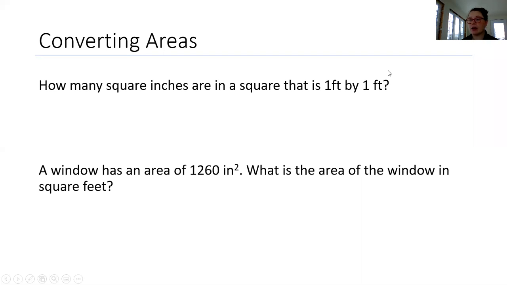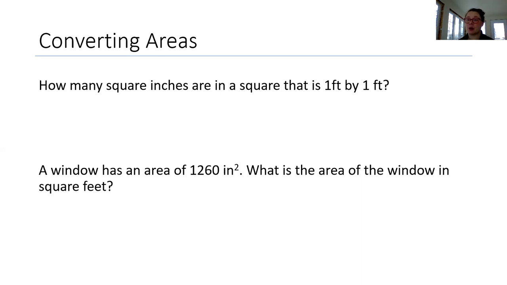So first of all, this is a question that I gave in a PowerPoint last semester. You guys had this same PowerPoint in January. I have edited the numbers in the second half of it. There's a couple things here that are the same, but I know not all of you got it the last time. How many square inches are in a square that measures 1 foot by 1 foot?